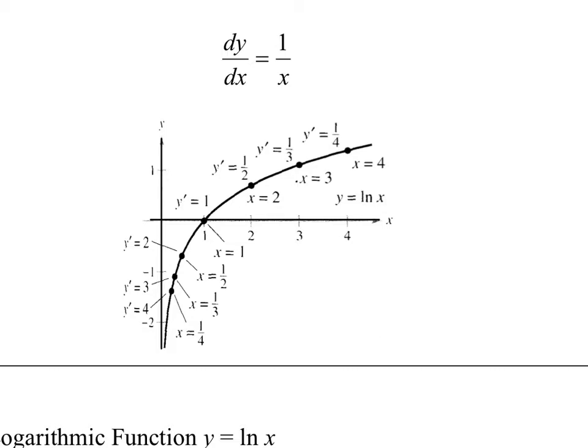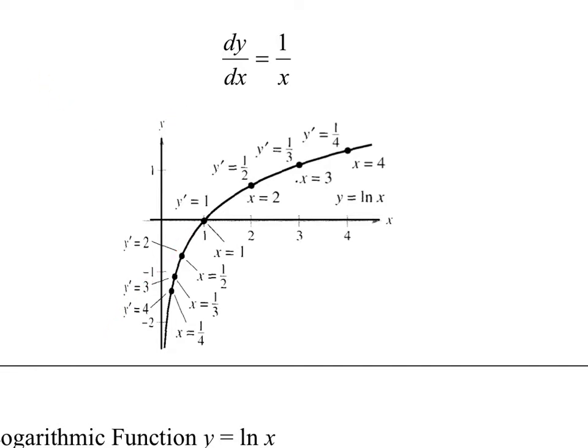When we have this function y equals ln of x, you can see the derivative at each of the points is the reciprocal of the x coordinate. So here at x equals 3, the slope is 1/3. At x equals 4, the slope is 1/4, and so on. And that's the graph for ln of x.